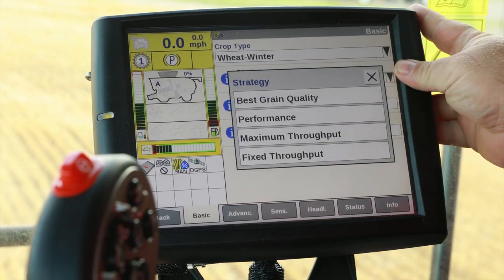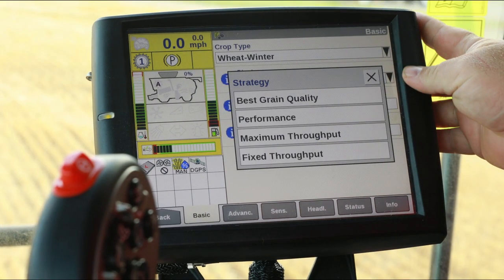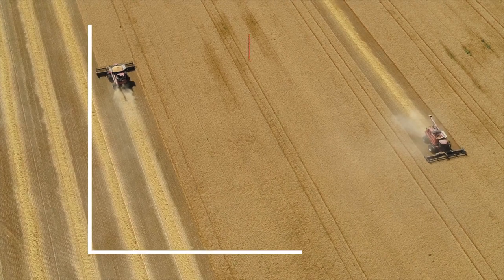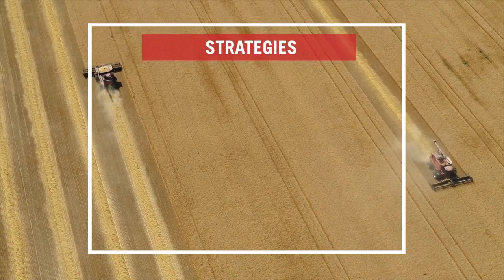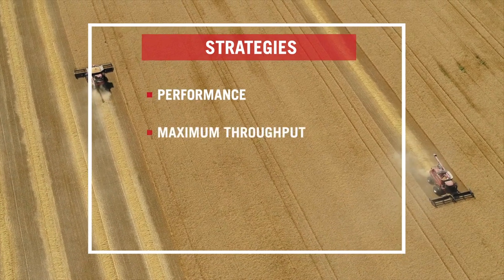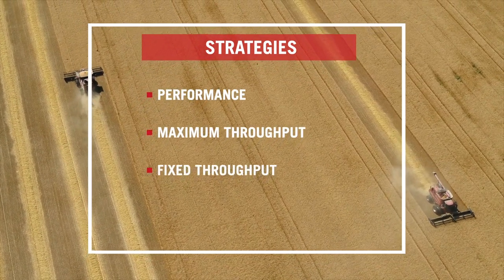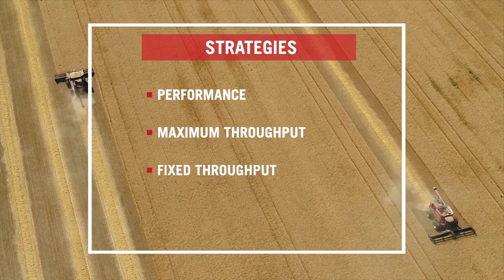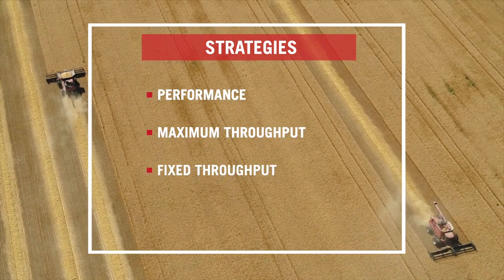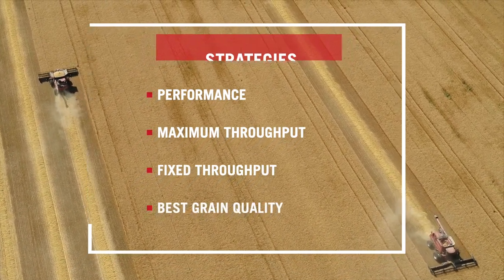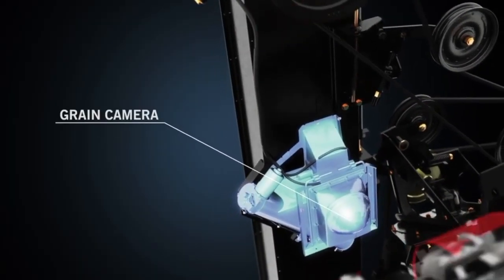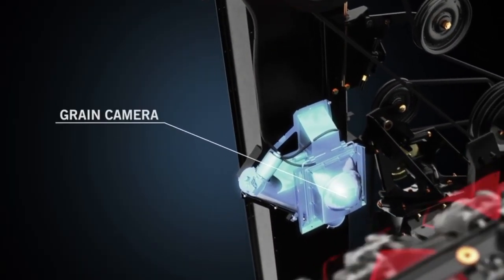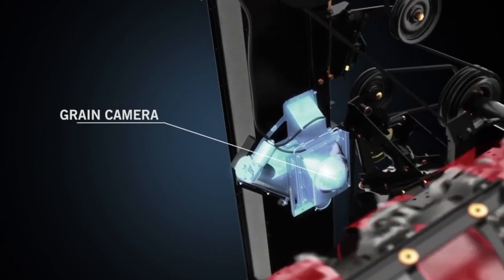Next, let's move to the strategy that Harvest Command will operate in. If you are familiar with feed rate control, you will remember there were 3 strategies we could choose from: performance, maximum throughput, and fixed throughput. Now that Harvest Command is active, a 4th strategy is available: grain quality. Since Harvest Command is utilizing a camera, we can now see the quality of the grain and material other than grain going into the tank.